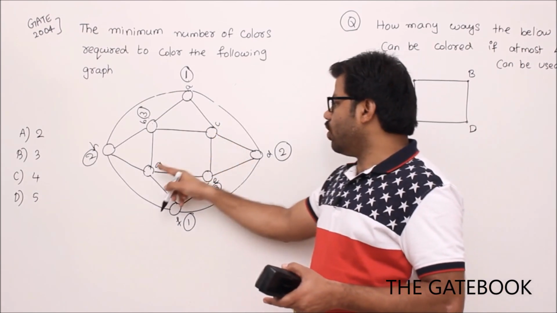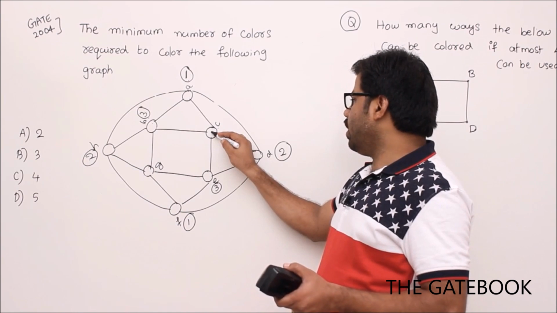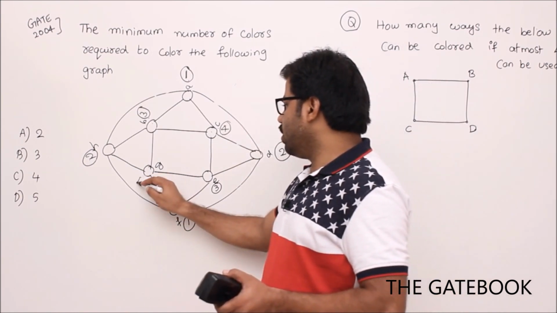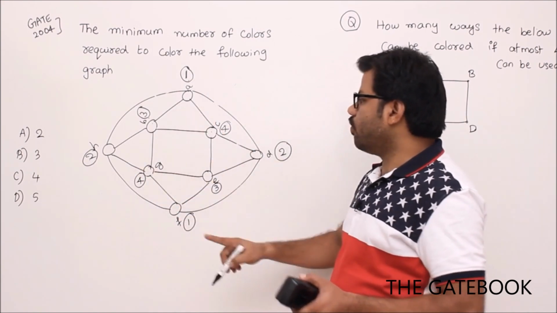Now we have 2 more vertices to be colored. Here I can't give 1, 3 or 2, so give a different color, 4. Try to share it. Yes, I can share it. Now you see, I have colored this graph with 4 colors.